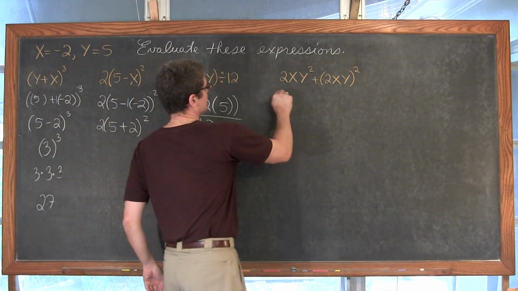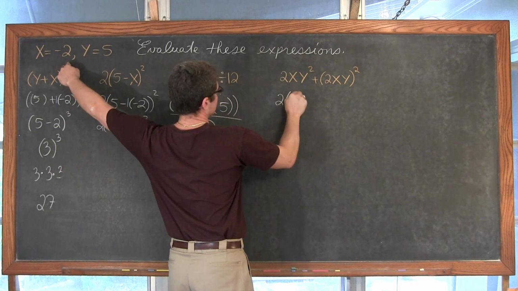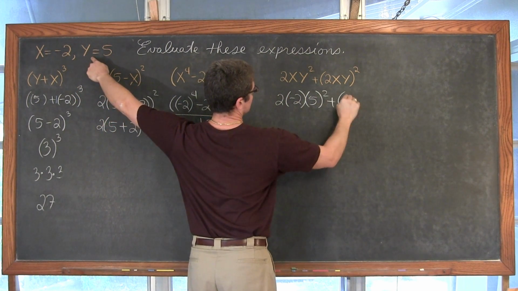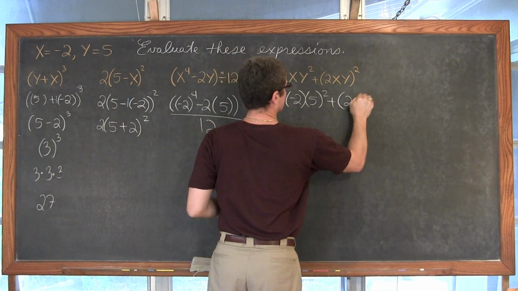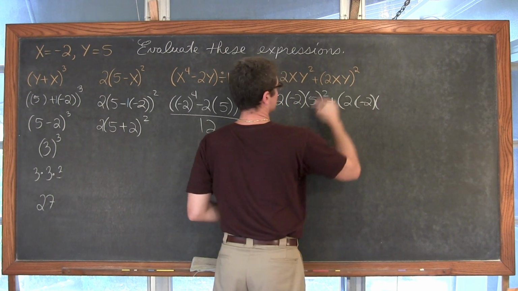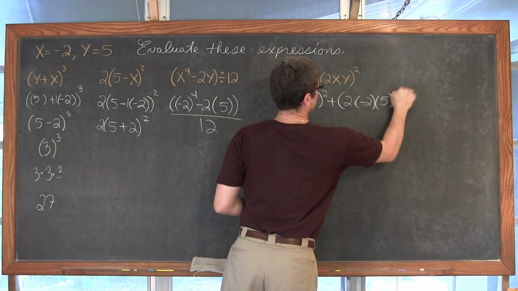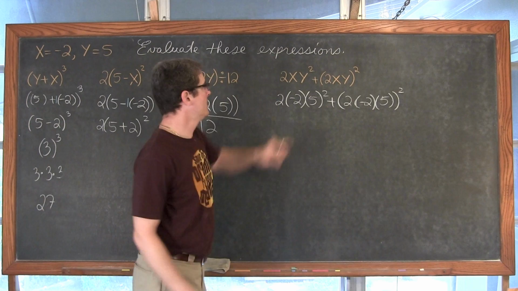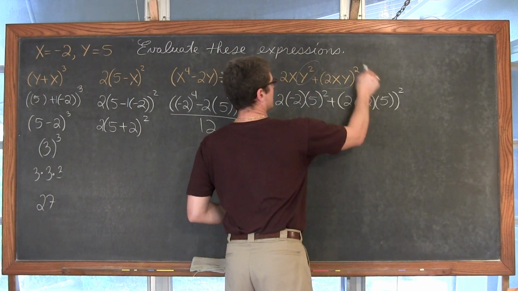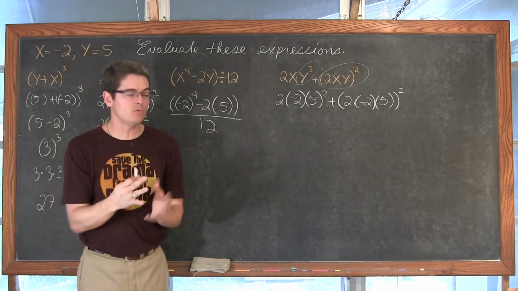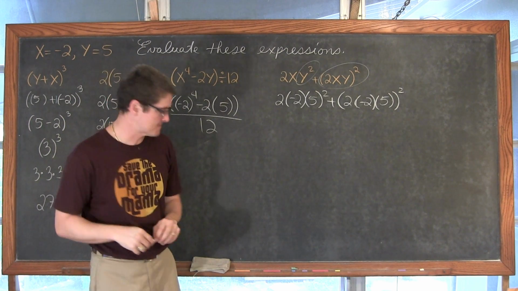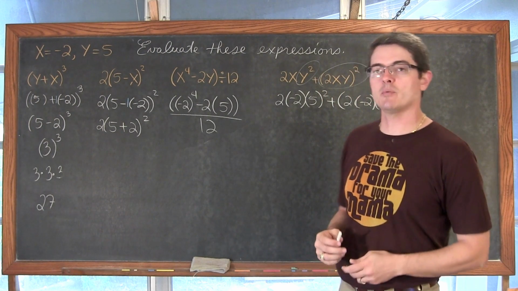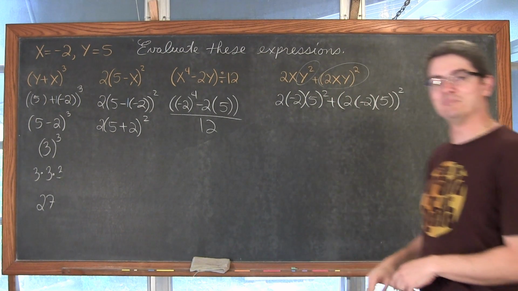And then finally here we have 2 times, our x is negative 2, times y, which is 5, squared, plus 2 times our x, which is negative 2, times 5 squared. And this here too, right? The only thing being squared here is the y, and on the second term, it's the entire base, the entire 2xy that's being squared because of the parentheses. So I'm going to step out, pause the video, reveal these answers one at a time. If you would like to try them on your own, pause the video now and work them out.